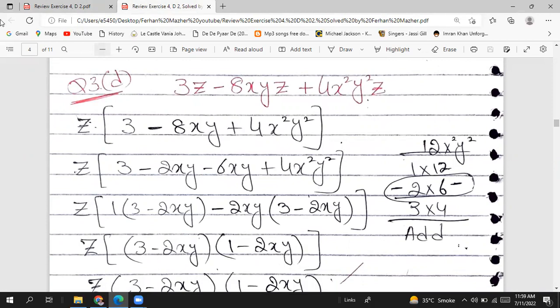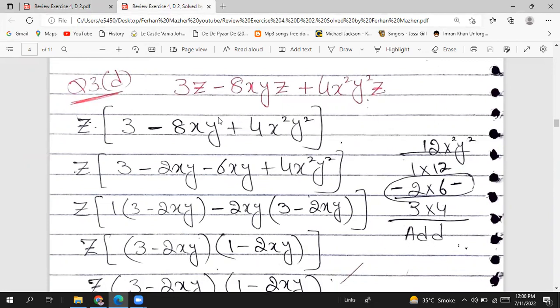So when you take z common, put a square bracket here. So you are left with the 3 minus 8xy plus 4x squared y squared. Multiply the extreme terms which are in that square bracket, and rest of the thing is normal. So 12x squared y squared, this z will continue with it. Write the factors of the 12. They will be 1 into 12, 2 into 6, 3 into 4. With the third term, we have a positive sign. So I will write here an add.